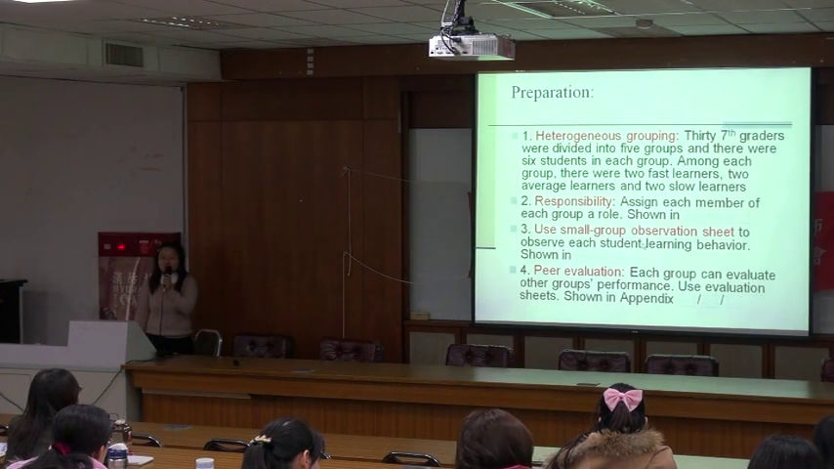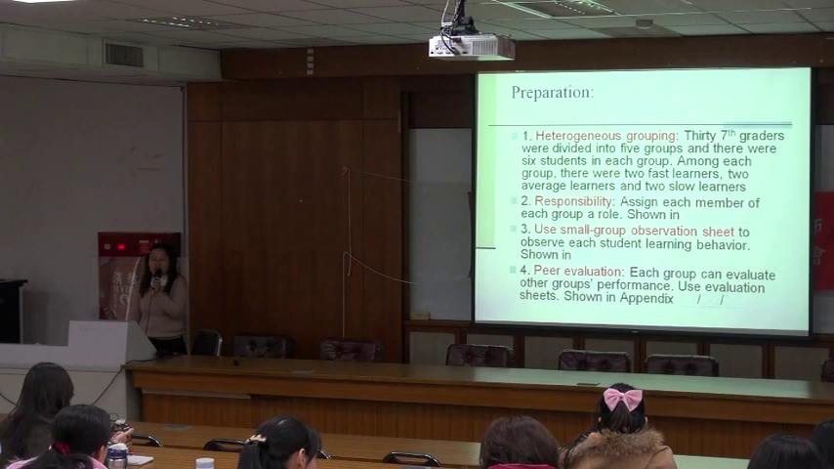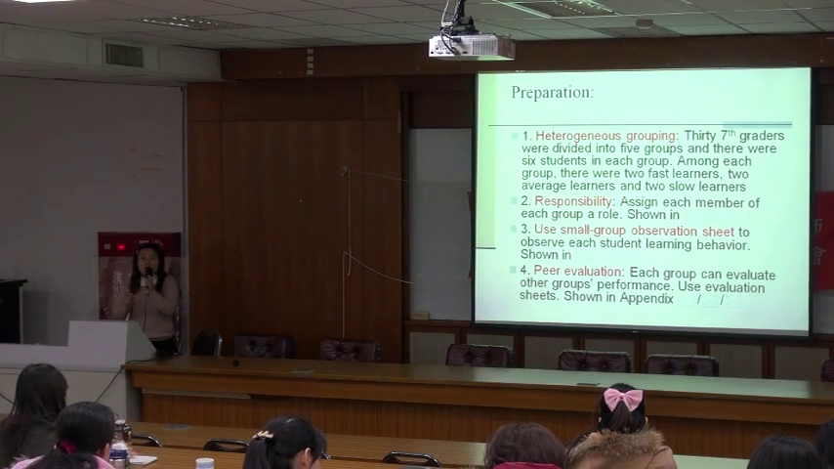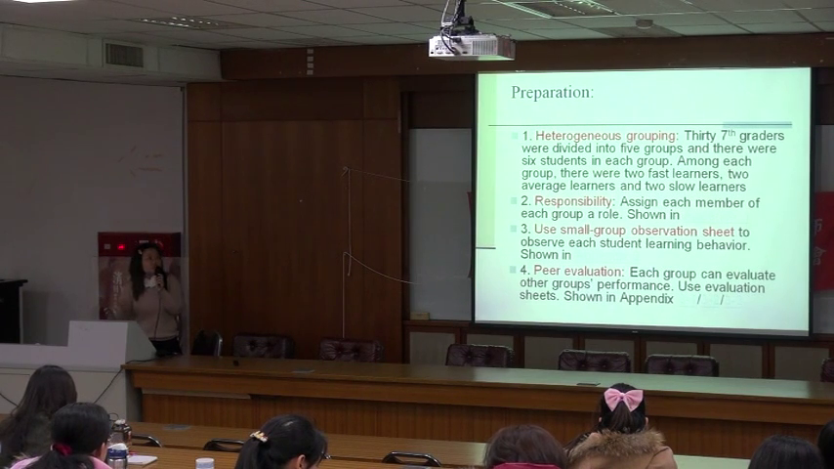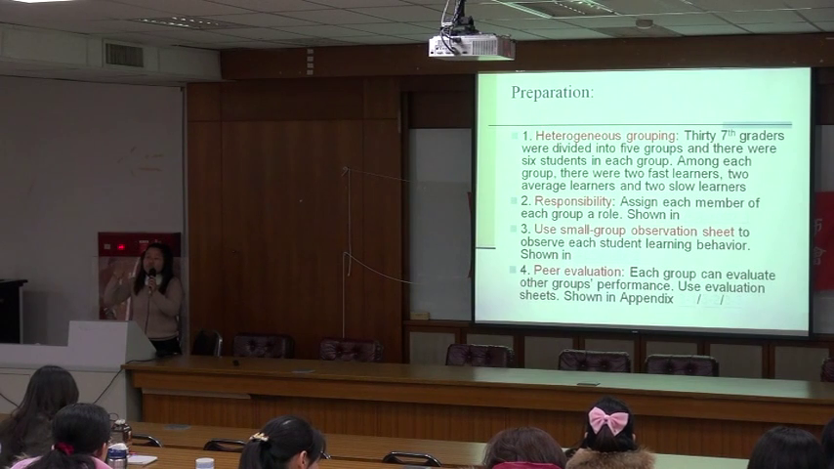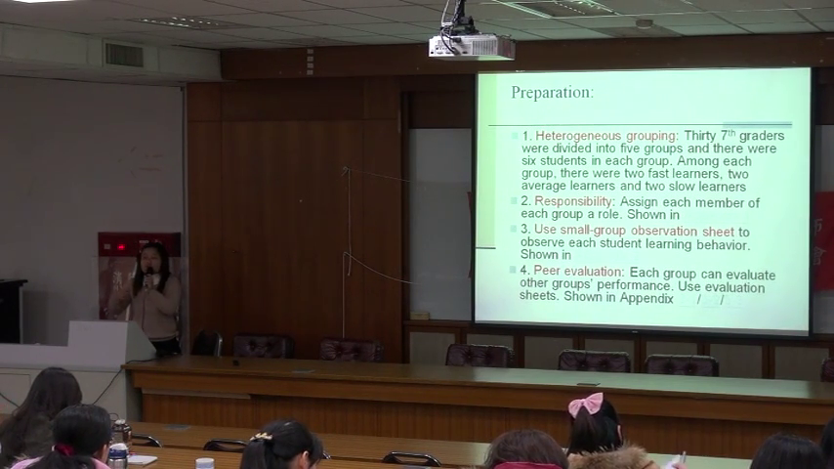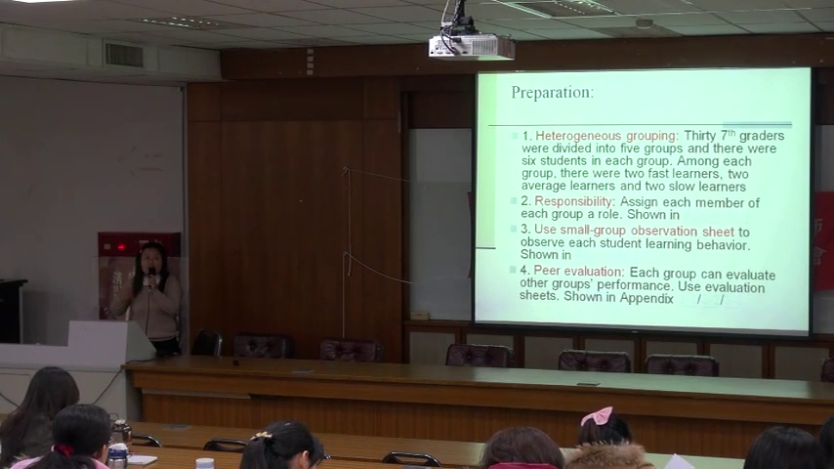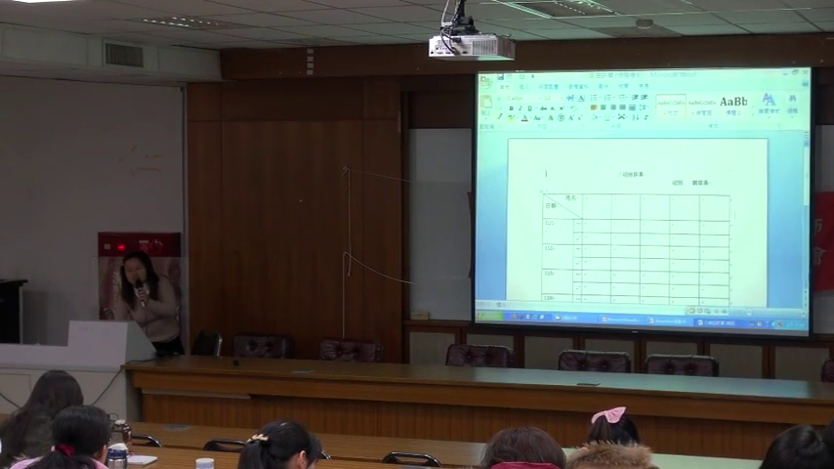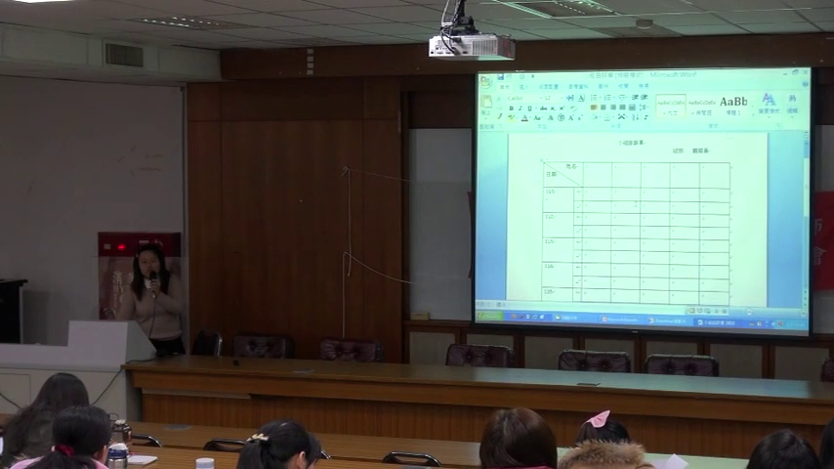And then I will use a small group observation sheet. The sheet is to observe. I assign 1 member from each group to observe their group's learning. If I want to check if they really do the right things as I wish, so I will send the leader this sheet. For example, this is the date and the name.